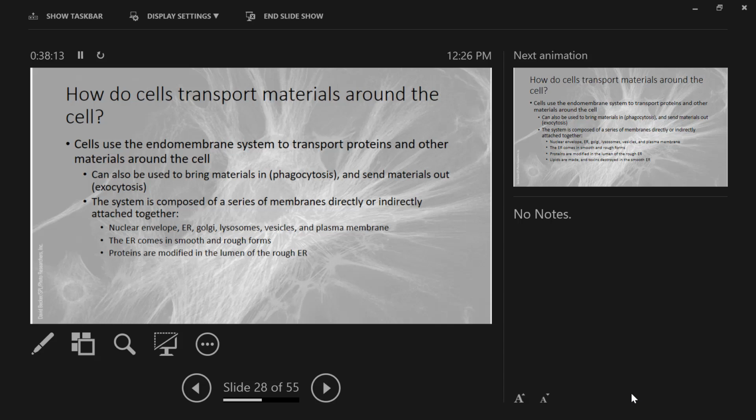Okay. Proteins are modified in the lumen, or the inside, of the rough endoplasmic reticulum, especially proteins that are going to be present in the plasma membrane. What types of proteins are present in the plasma membrane? Somebody remind me. I've forgotten from 8 minutes ago. What kinds of proteins? They come in 3 varieties that you find in the plasma membrane. Transport proteins, receptors, labels. Good.